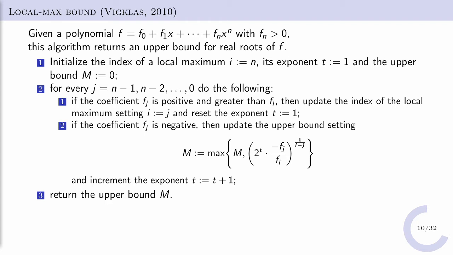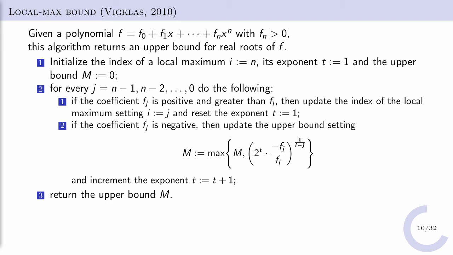Otherwise, if this coefficient is positive, we compare fj and fi, and we check which one of them is bigger. And if this coefficient is bigger, then we replace the local maximum by this fj, and we reset the exponent.